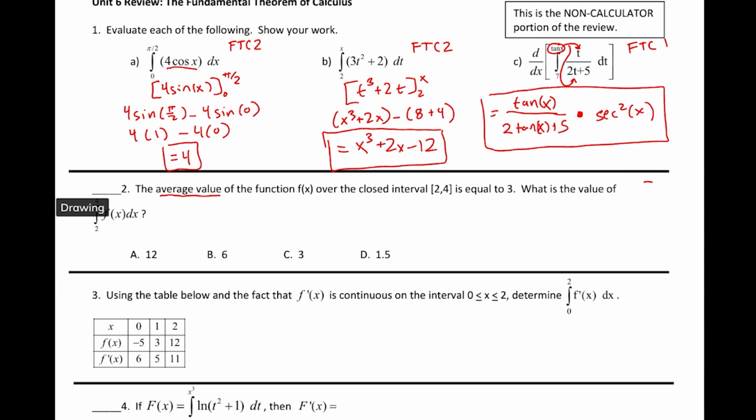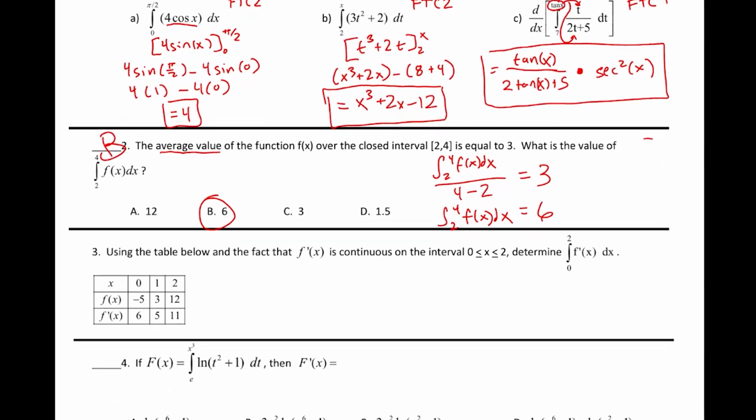We're just going to find the average value. So the average value is the integral from 2 to 4 of f of x dx divided by 4 minus 2. And it says that that average value is equal to 3. So 4 minus 2 is 2, and I can multiply 2 on both sides to see that the integral from 2 to 4 of f of x dx is 3 times 2, which is 6. And that's all it's asking. That's it. It's 6. I actually really don't need the fundamental theorem there.